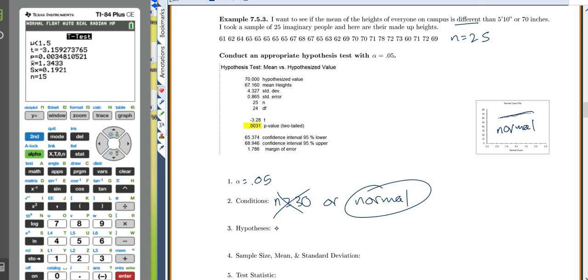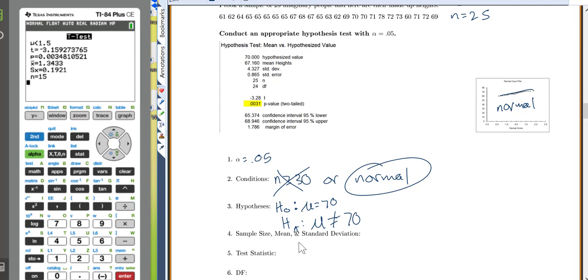Then you do your hypotheses. My null hypothesis will always be an equals. And then the alternative is what you have to think of. So they said different than 5 foot 10, or 70 inches. So my null, the boring thing, would be that it is 70 inches. What I'm hoping to show is that it's different from 70 inches, or not equal to 70 inches.